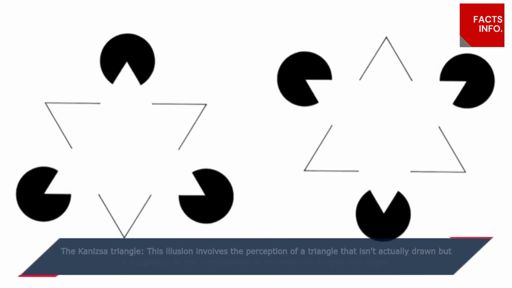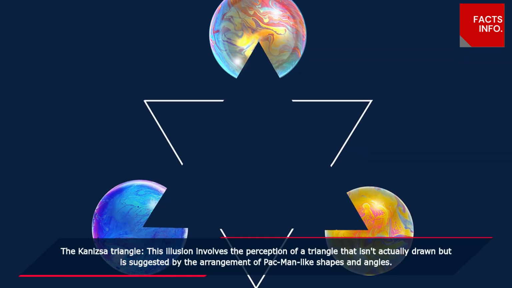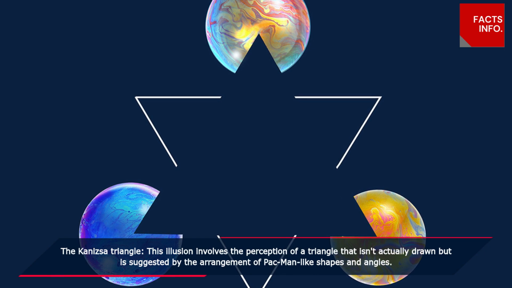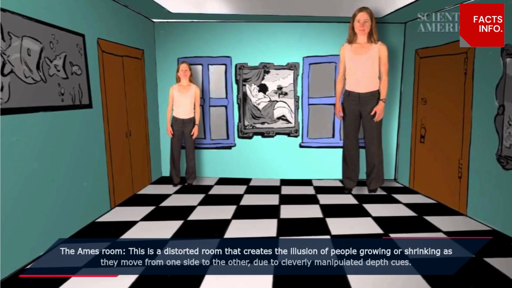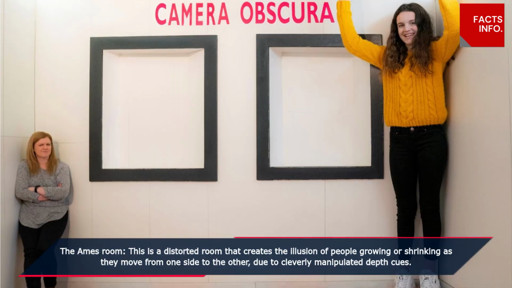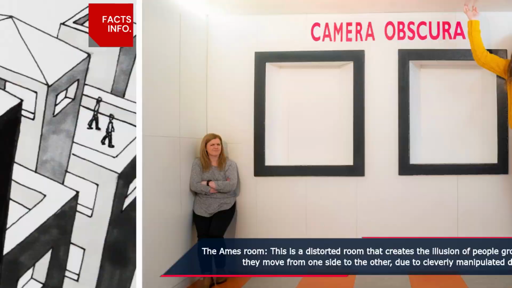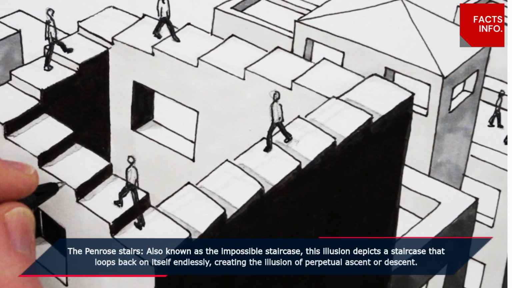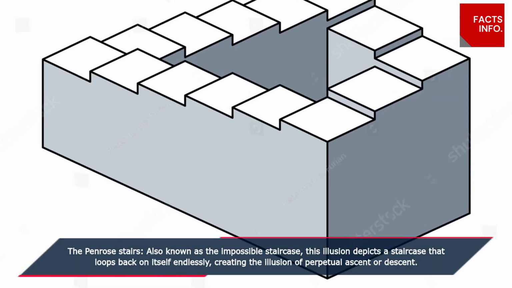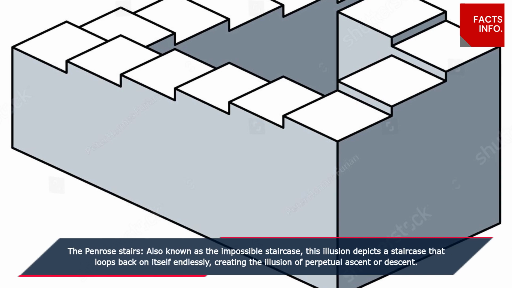The Kanizsa triangle. This illusion involves the perception of a triangle that isn't actually drawn but is suggested by the arrangement of Pac-Man-like shapes and angles. The Ames room. This is a distorted room that creates the illusion of people growing or shrinking as they move from one side to the other, due to cleverly manipulated depth cues. The Penrose stairs. Also known as the impossible staircase, this illusion depicts a staircase that loops back on itself endlessly, creating the illusion of perpetual ascent or descent.